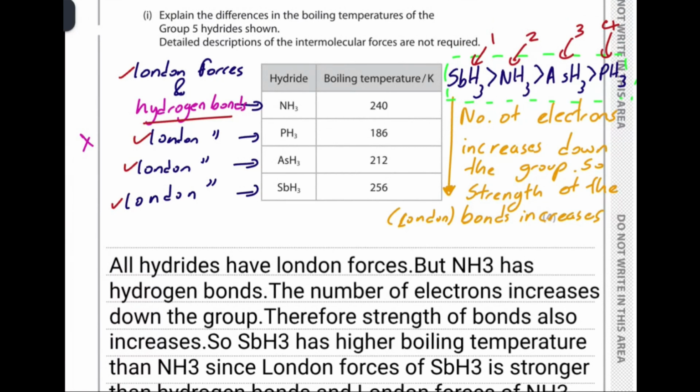Okay. So why does SbH3 have a higher boiling temperature than NH3, even though NH3 has hydrogen bonds, which are stronger than London forces? We should know that the number of electrons increases down group 5. Once the electrons of the compound increase, the strength of the London forces increases. Therefore, the strength of the London forces of SbH3 is higher than the strength of the hydrogen bonds and London forces of NH3, so it has a higher boiling temperature.